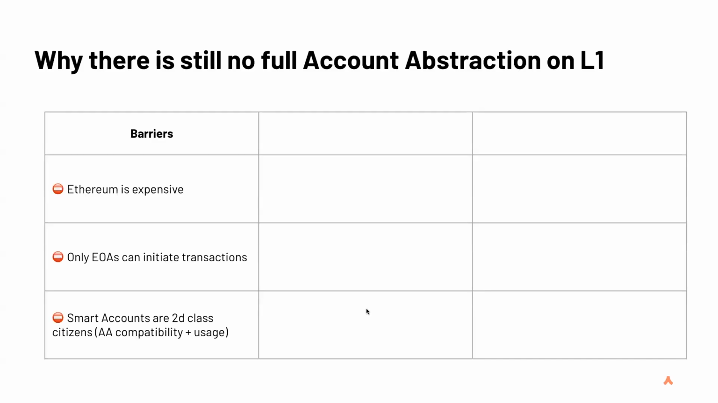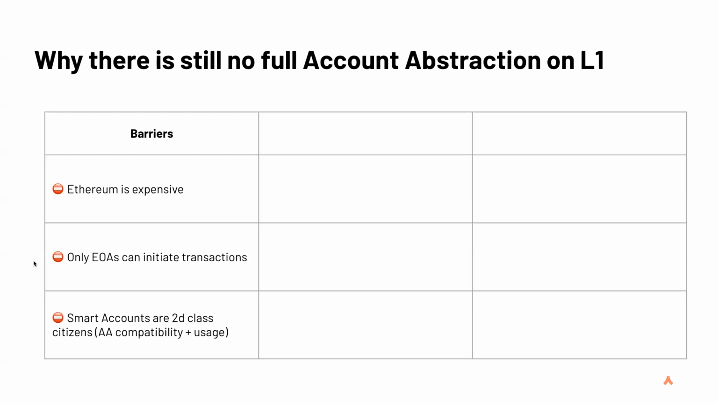So basically, when it comes to account abstraction, the obvious question is how come there is still no full account abstraction on Ethereum layer 1, right? And the reason for that, there are three main reasons. The first one is that Ethereum is very expensive. It's expensive to initiate a transaction. It's even more expensive to do so with a smart account, because a smart account is a smart contract. So you can basically code any kind of logic on your account, which makes it more expensive. And so that's a barrier to entry. It's basically undoable during a bull market, using a smart contract as an account.